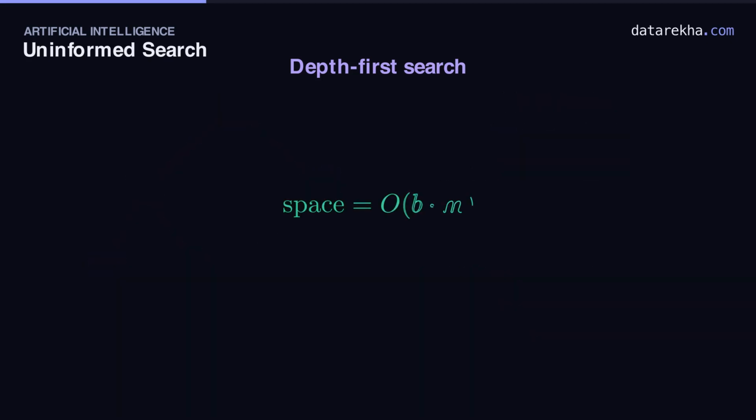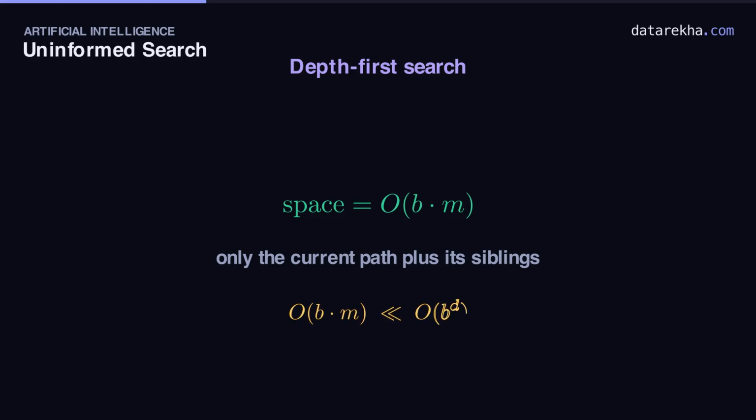But depth first search has one magnificent virtue: memory. At any moment, it only needs to remember the single path it's on, plus the untried siblings along the way. That's order B times M, where M is the deepest the tree goes. Compare that to breadth first's B to the D. Linear versus exponential. That is a colossal saving, and it's exactly the strength we'll want to rescue later once we fix the completeness problem.